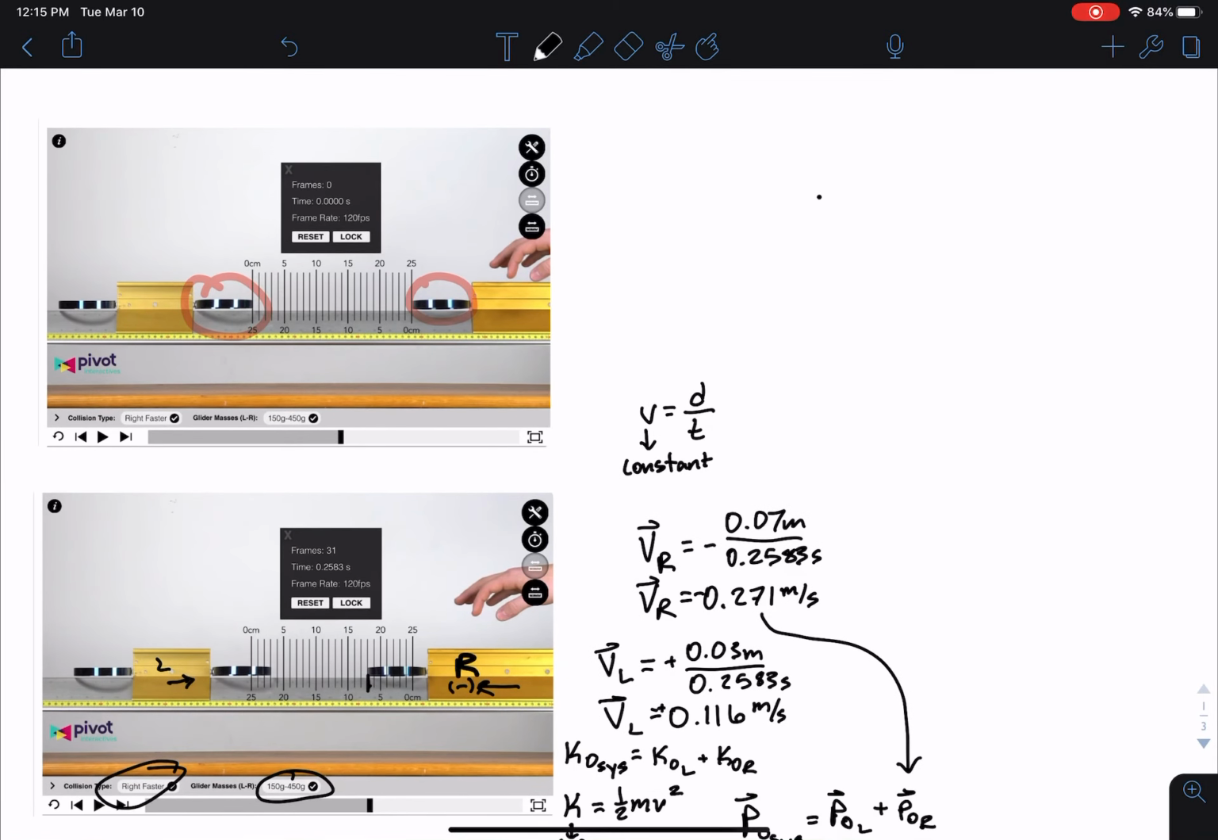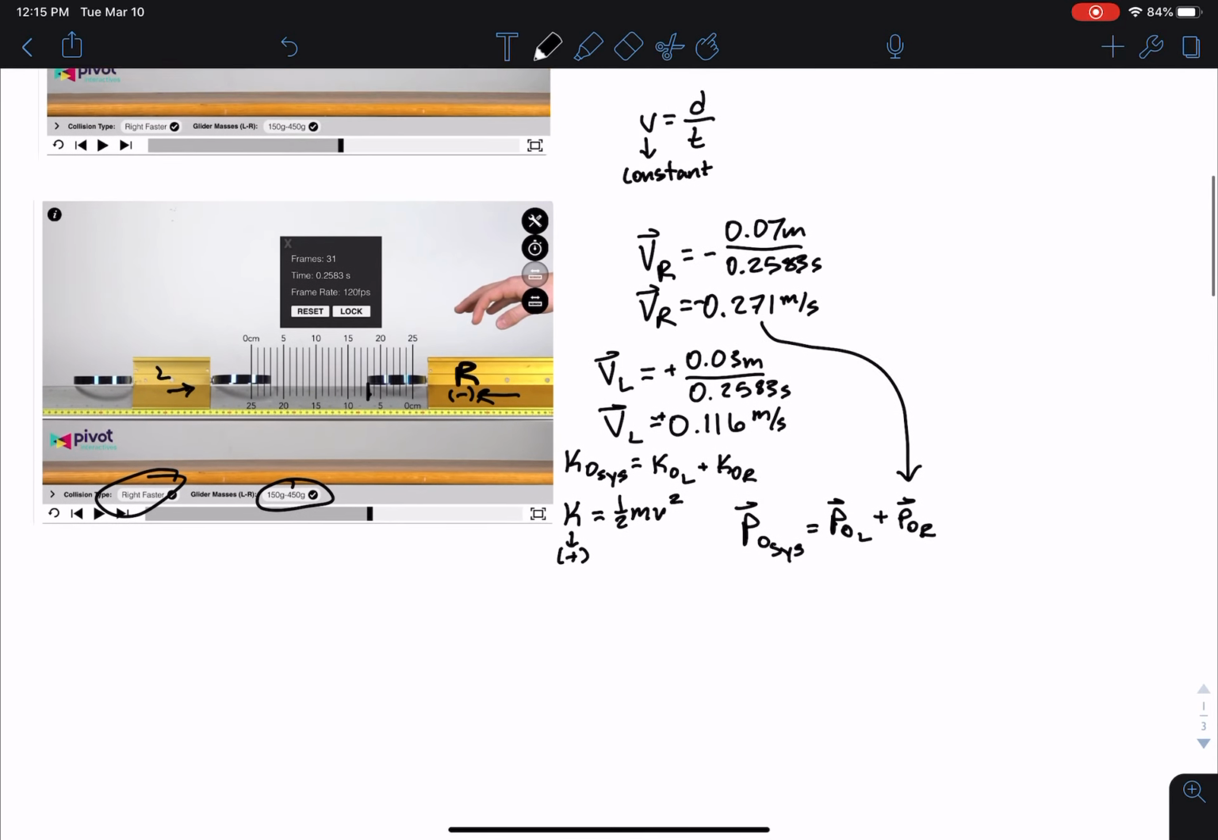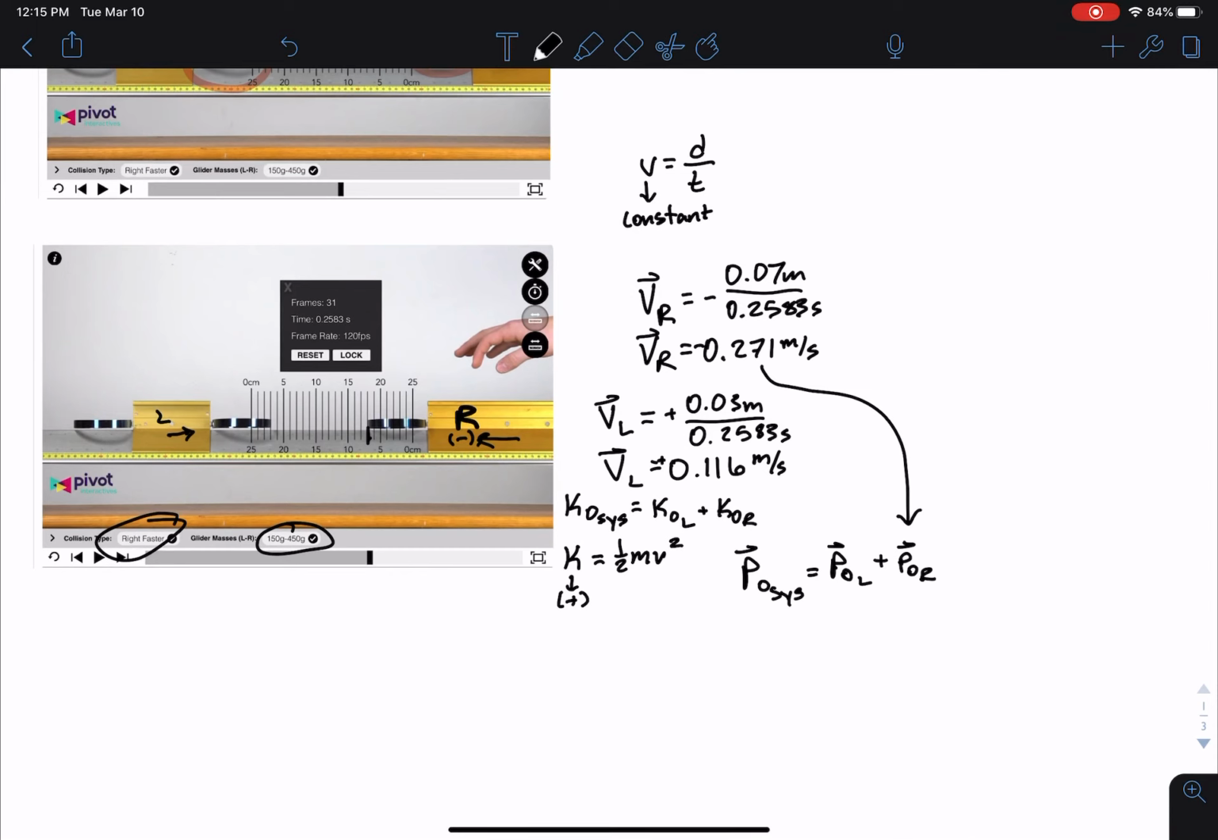That should make sense because overall we have more momentum for our system going this way. The right cart is going faster and it's got more mass. Its mass is bigger and its velocity is bigger. So for our system, overall, it's going to be a negative momentum, and you should see that in your calculations for the initial momentum of the system.